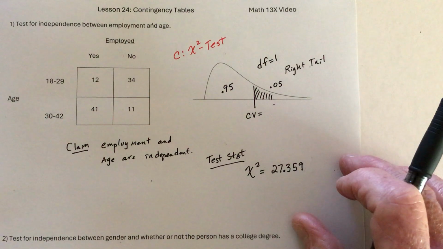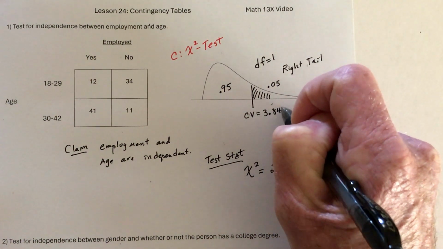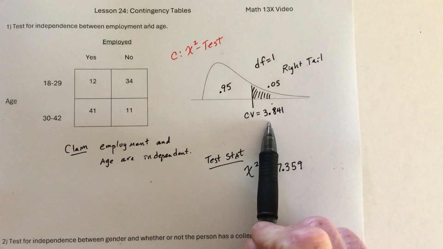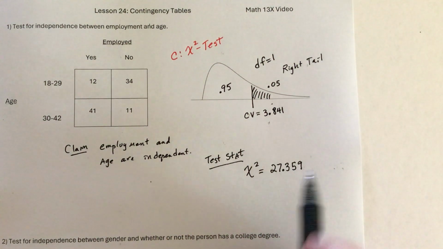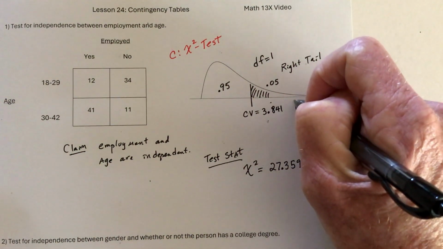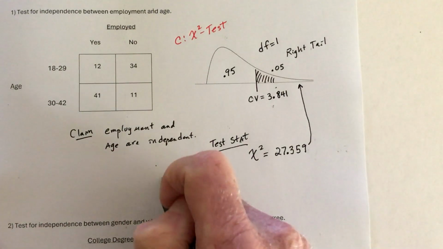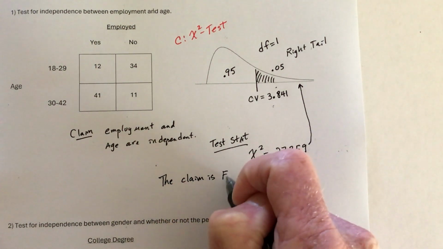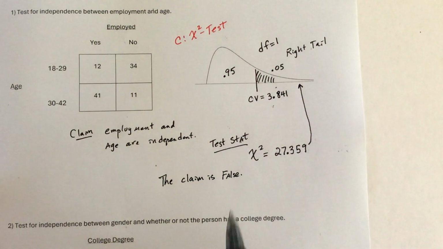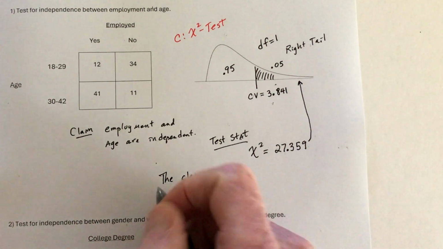So then go to my critical value, 3.841. So anything that goes past 3.841 is considered unusual. This is very unusual. 27.359 goes way past it, which means that the claim is false. So what that's saying is this word independent is false. So if you just take off the "in," that means they are dependent.